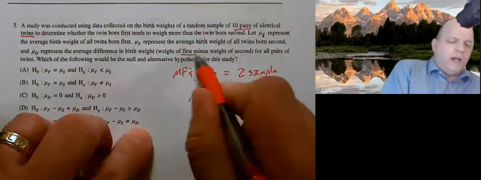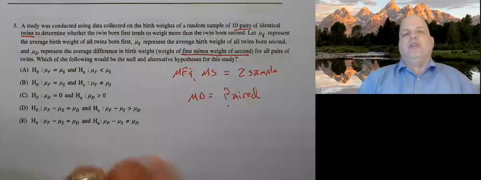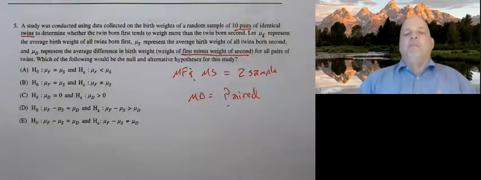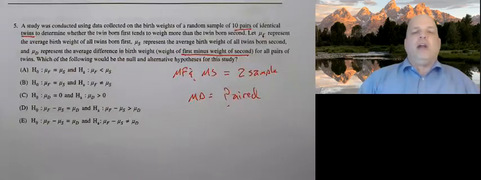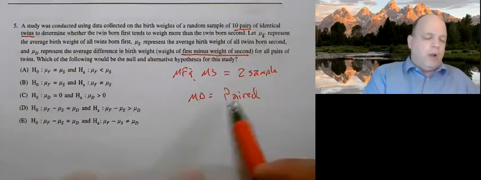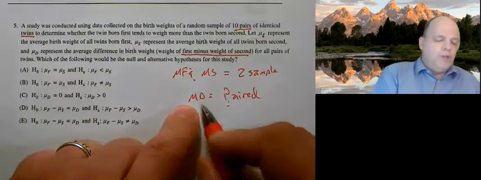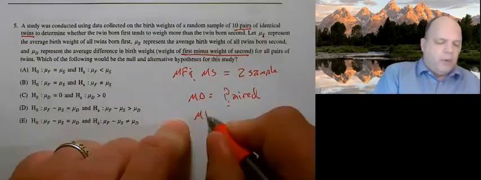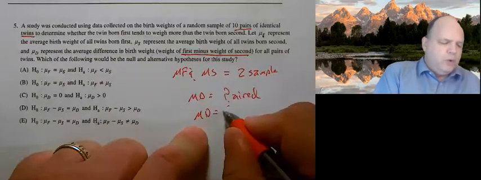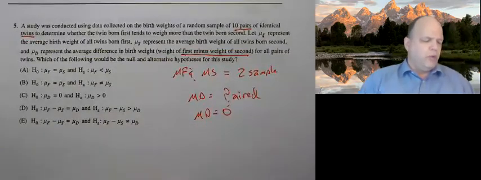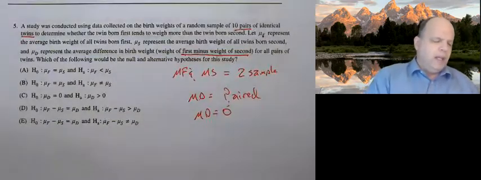Well, if I do the first minus second, I control for differences from families, from birth, from prenatal care. And remember, if you can run a paired test, you should. Well, I obviously can run a paired test, so I want to use mu-D. Well, mu-D is always going to be set up with mu-D equals 0. And it always will be.